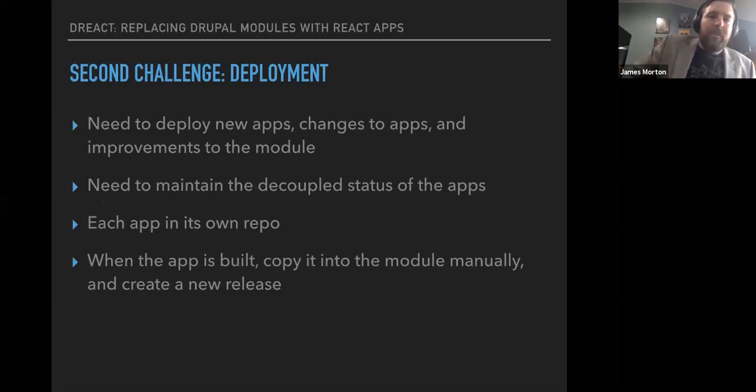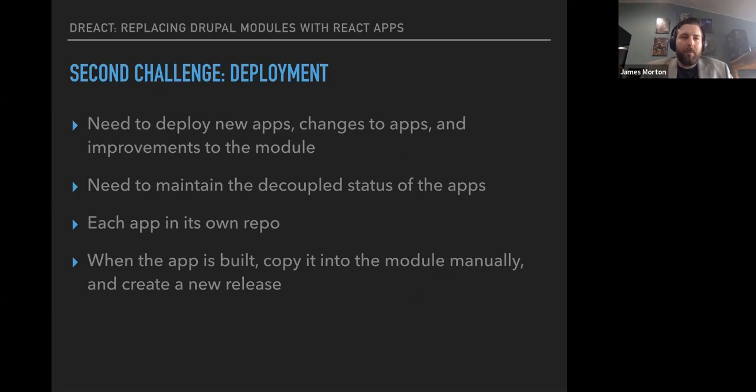So that was the first challenge solved. The second challenge is, okay, so we know how we're going to embed them. How do we deploy them? Well, again, we had a couple of choices and we made one that was the best at the time. We need to be able to deploy new apps, make changes to apps, and make improvements to the module.